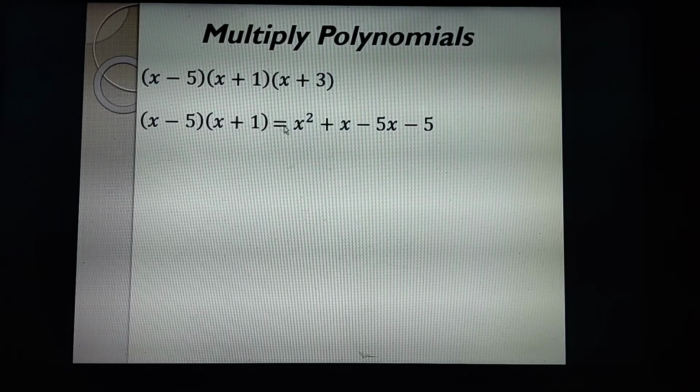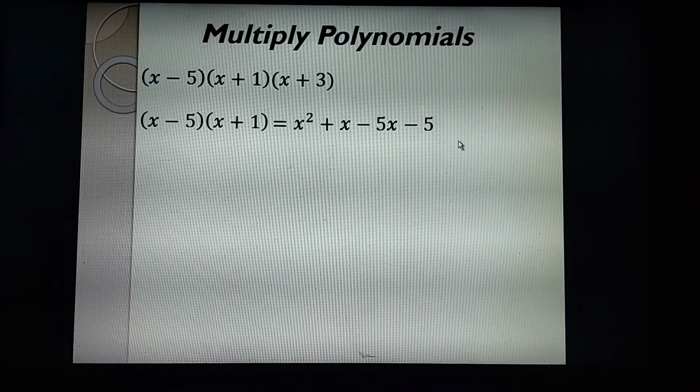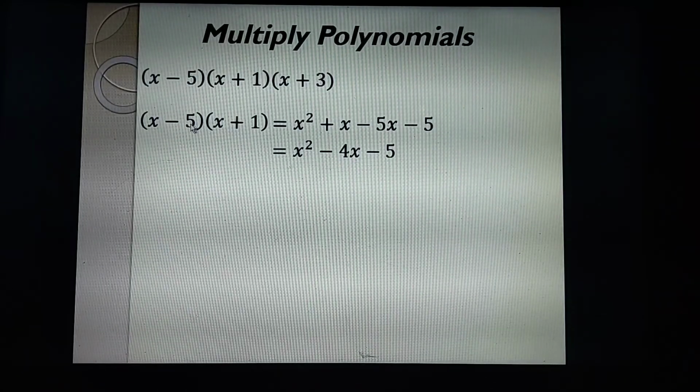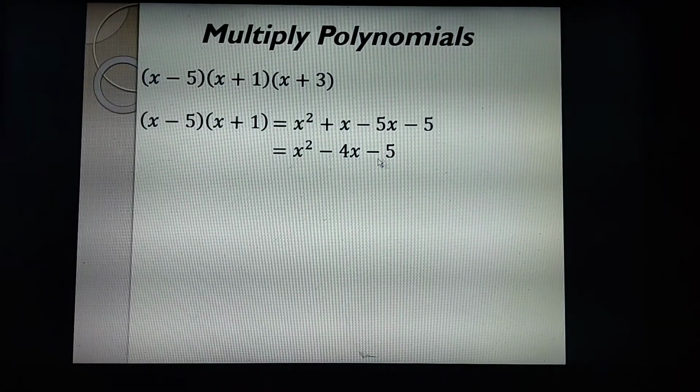X times x is x squared. X times 1 is x. Negative 5 times x is negative 5x. Negative 5 times 1 is negative 5. And remember, if you need to write in your arrows, then do that. Okay, now we're going to combine like terms. So I'm done with these first two sets of parentheses. They're done. They have been converted into this.